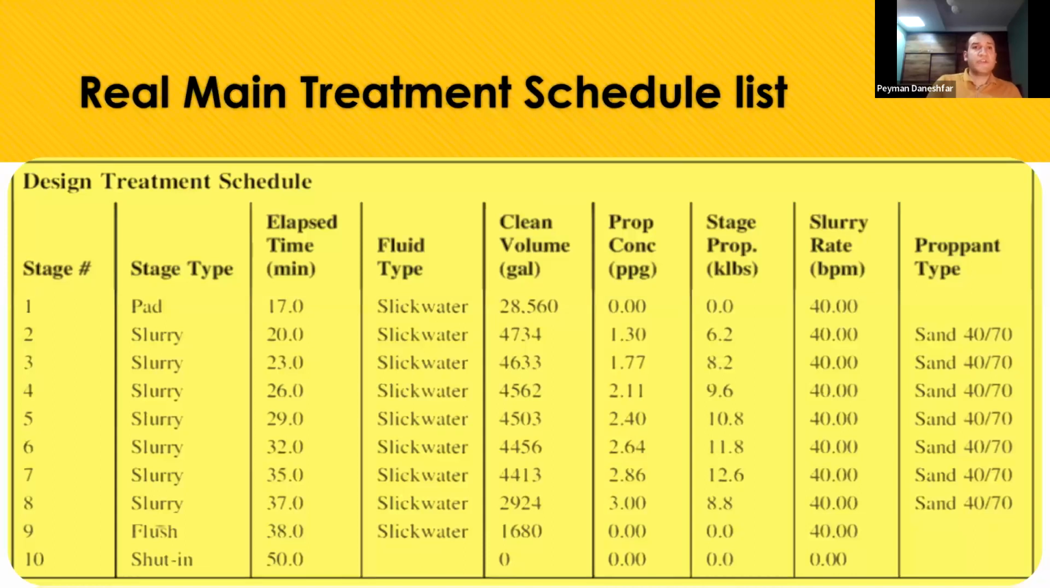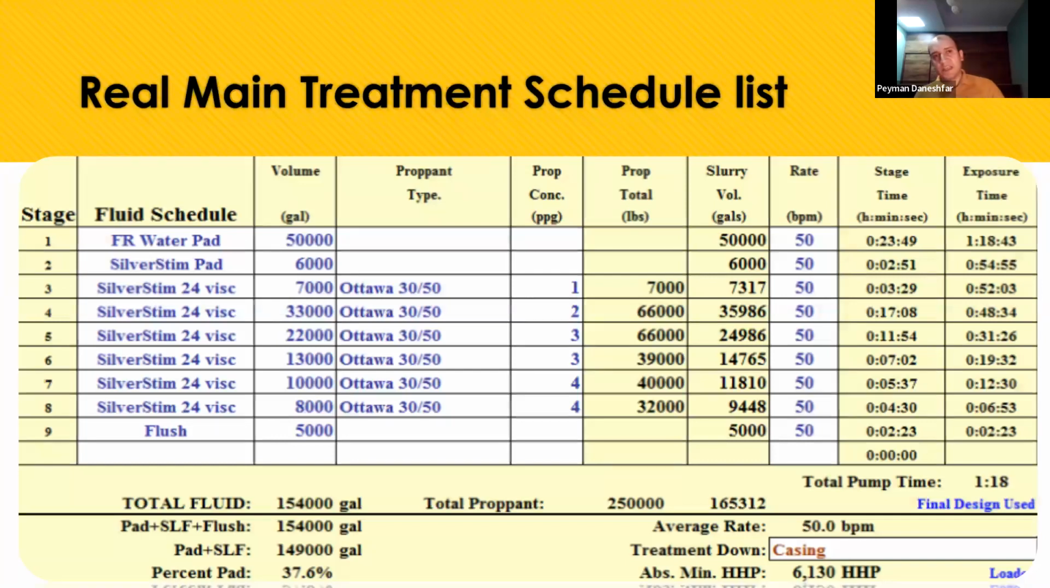And this is the real main treatment schedule list. If you see that, first of all, we pump the pad, and after that we pump the slurry, and after the slurry we pump the flush, and after that shut-in, and after that we do cleanup jobs. After cleanup jobs, this is again another pumping schedule, because maybe if you are a student and you don't see any real plan jobs, you just say that this formula is all the parameters that you need for the designing.